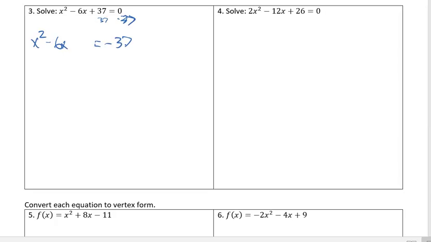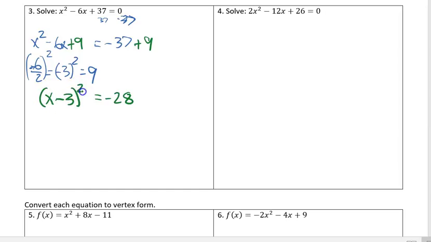And to complete the square, I add 6 over 2 squared, so 6 over 2, it doesn't matter if it's positive or negative, so that's negative 3. But I'm also squaring it, and that means I add 9 to both sides. So plus 9 plus 9. So on the right side of the equation, we have negative 37 plus 9, so that is negative 28. And the left side of the equation we know is going to factor into x minus 3 squared.